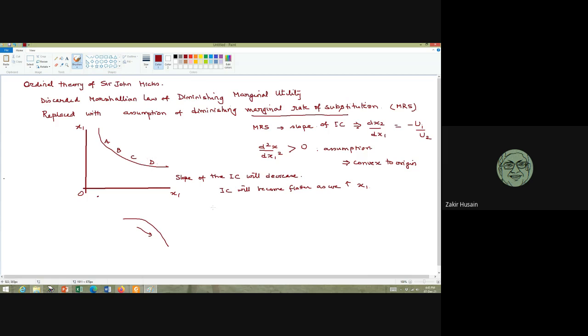Okay, so the assumption of diminishing MRS implies convex indifference curves. Okay. Is it clear?